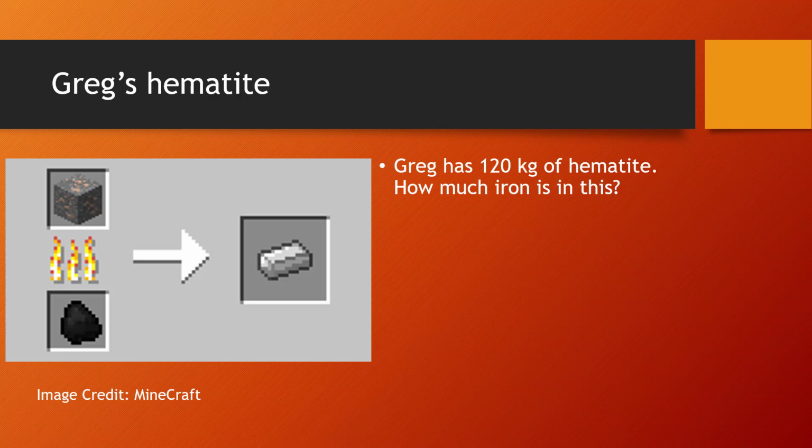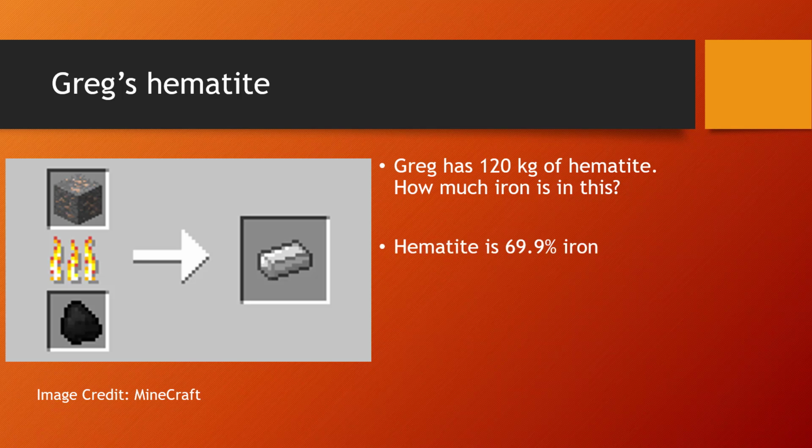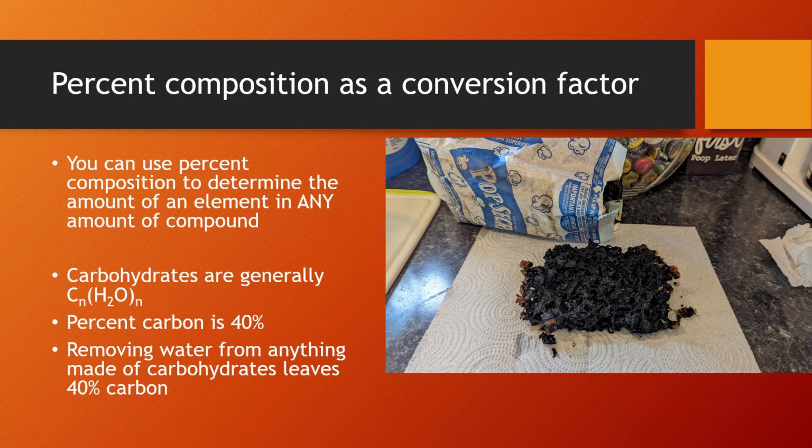You've got 120 kilograms of hematite. How much iron is this? Well, you know from previously, it's 69.9% iron by mass using that molar ratio. If you take 120, which is the number of kilograms, it's actually a real lot of kilograms of hematite, and you multiply that by this percentage, you're going to get 83.88 kilograms of iron out of that. It's a good harvest there. You can use percent composition as a conversion factor to determine the amount of an element in any amount of compound.